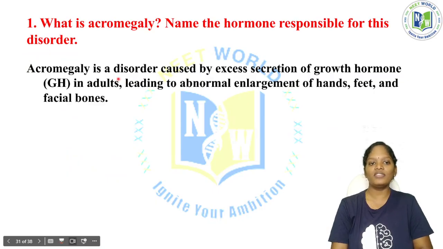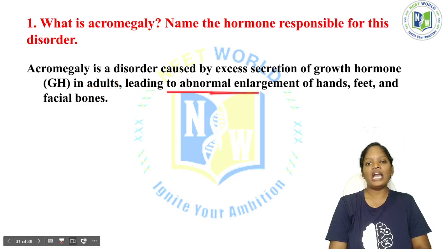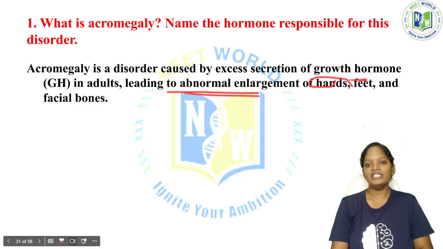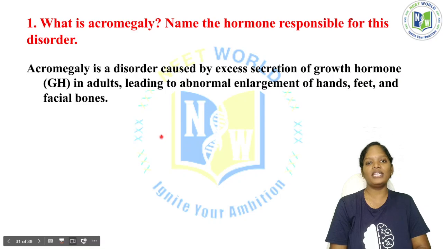Okay, so this acromegaly is a disorder. Why is it considered a disorder? Because there will be hormonal dysfunction. And what will be the name of the hormone? That will be the growth hormone. So growth hormone, specifically in the adults, leads to abnormal enlargement of hands, feet and facial bones. Okay, so this condition is called acromegaly. So you should know what exactly the term acromegaly means, which hormone is responsible for it, and what the symptoms are.